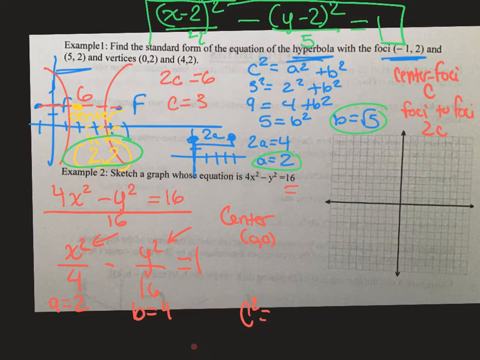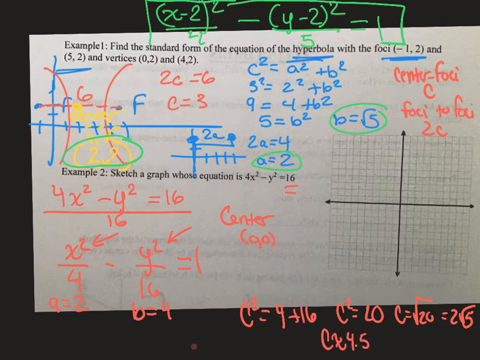c squared equals a squared, my 4, plus my b squared. So c squared equals 20. So c equals the square root of 20, which is the same thing as 2 root 5, which is approximately 4.5, about. So let's graph what we have.